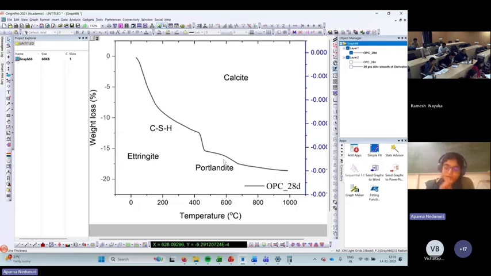Now that bound water can be correlated to the compressive strength of your sample, which is measured at a macroscopic level. So the higher the bound water, the higher the amount of hydration products within the sample. The higher the hydration products within the sample, the higher your compressive strength.